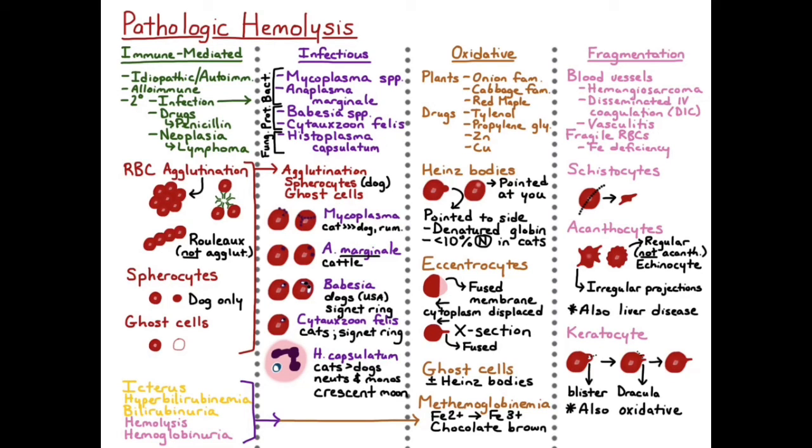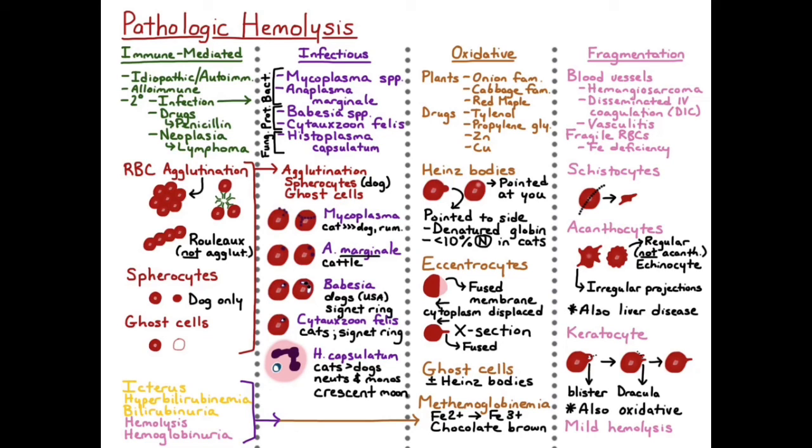Now, in contrast to the other causes of hemolysis, fragmentation tends to cause mild hemolysis, so you don't expect to see the gross clinical signs that you would see with the other causes of hemolysis. So you tend not to get severe anemia, you tend not to see icterus or bilirubinemia or bilirubinuria or hemolysis.